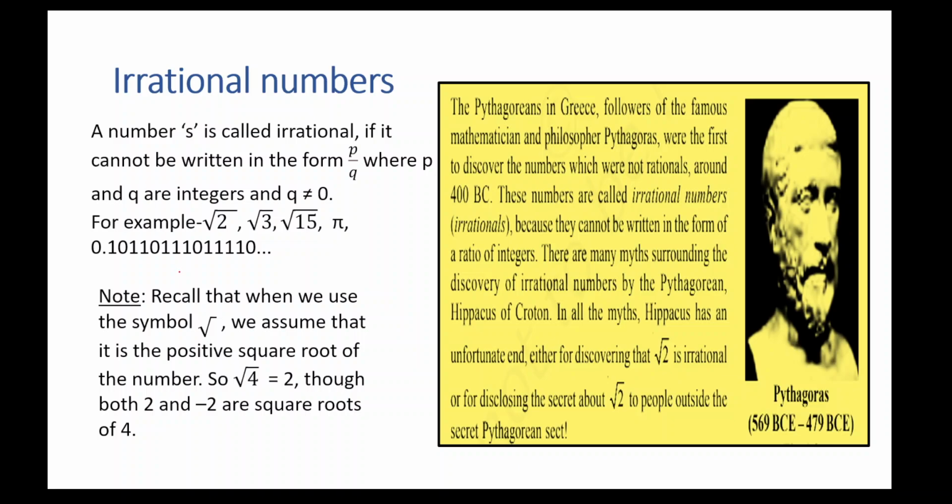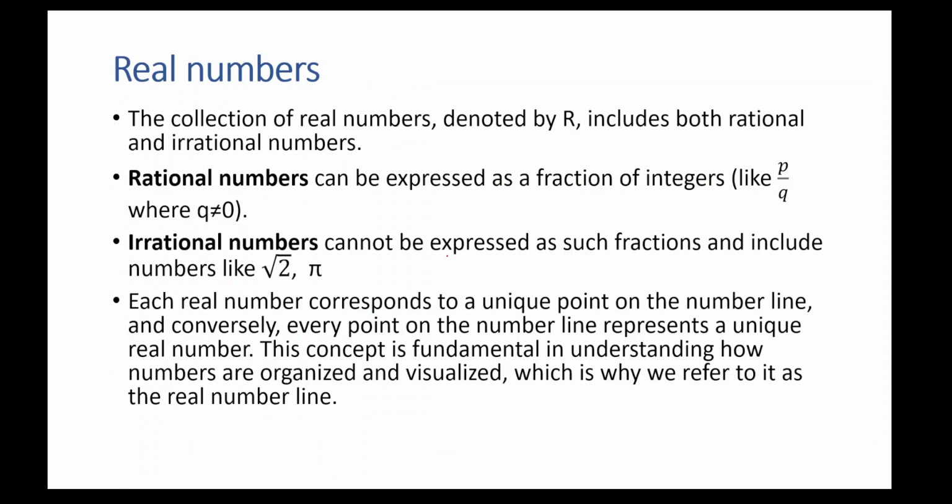Pythagoras in Greece, a famous mathematician and philosopher, was the first to discover numbers which were not rational, around 400 BC. Those numbers are called irrational numbers because they cannot be written in the form of a ratio of two integers like p by q. Example, √2 is an irrational number and pi is an irrational number.